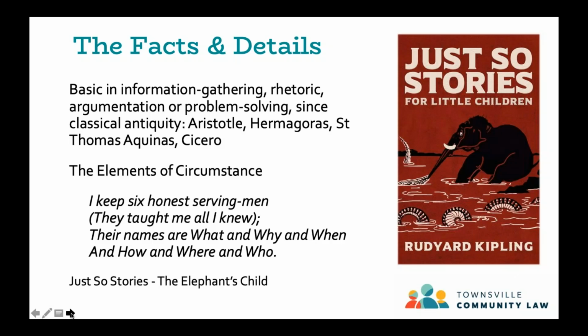There's a little poem there by Rudyard Kipling. He says, I keep six honest serving men. They taught me all I knew. Their names are what and why and when and how and where and who. This comes from what's called the elements of circumstance, and it's been used since classical antiquity by some famous people you can see listed there.